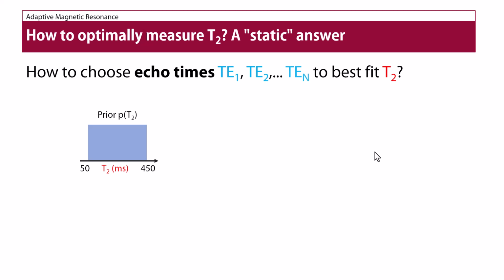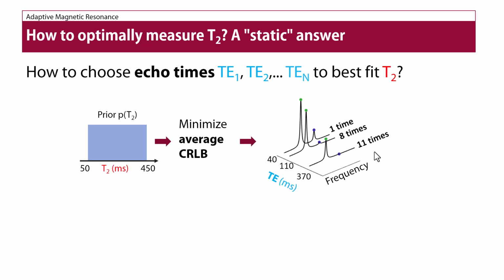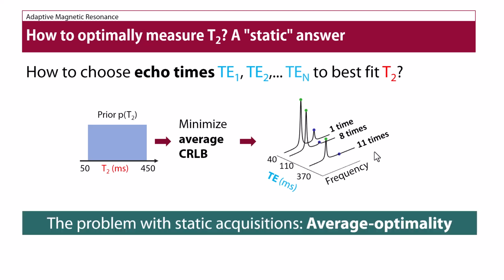One approach to solving this problem involves minimizing the Cramér-Rao lower bound. This is of course the Cramér-Rao bound averaged over all possible T2 values expected in the sample. If we assume we have a 2-minute acquisition with a TR of 6 seconds, meaning we have 20 acquisitions in total, and we minimize the Cramér-Rao bound, we find that our TEs need to be distributed between 40, 110, and 370 milliseconds at a 1:8:11 ratio. The problem with this approach, of course, is that it is only optimal in the average sense.